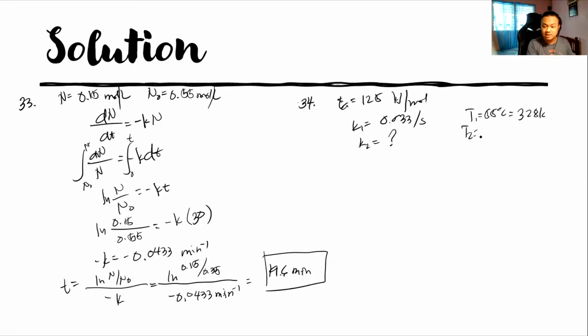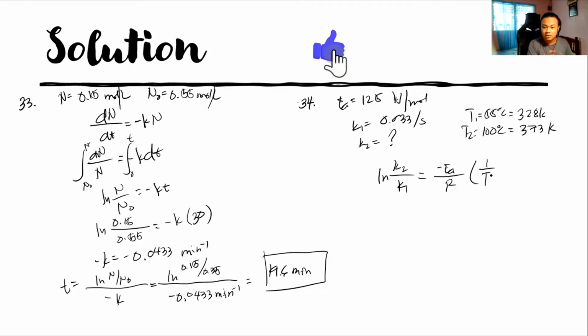Okay, so we have this at 100 degrees Celsius or 373 Kelvin. Diba? So we have to use our Arrhenius equation, and I've shown you in the last video how you can find the K2, diba? Using this equation. So ln K2 over K1 equals negative EA over R, then 1 over T2 minus 1 over T1. Okay, so in this equation, we can use this to find the K2.